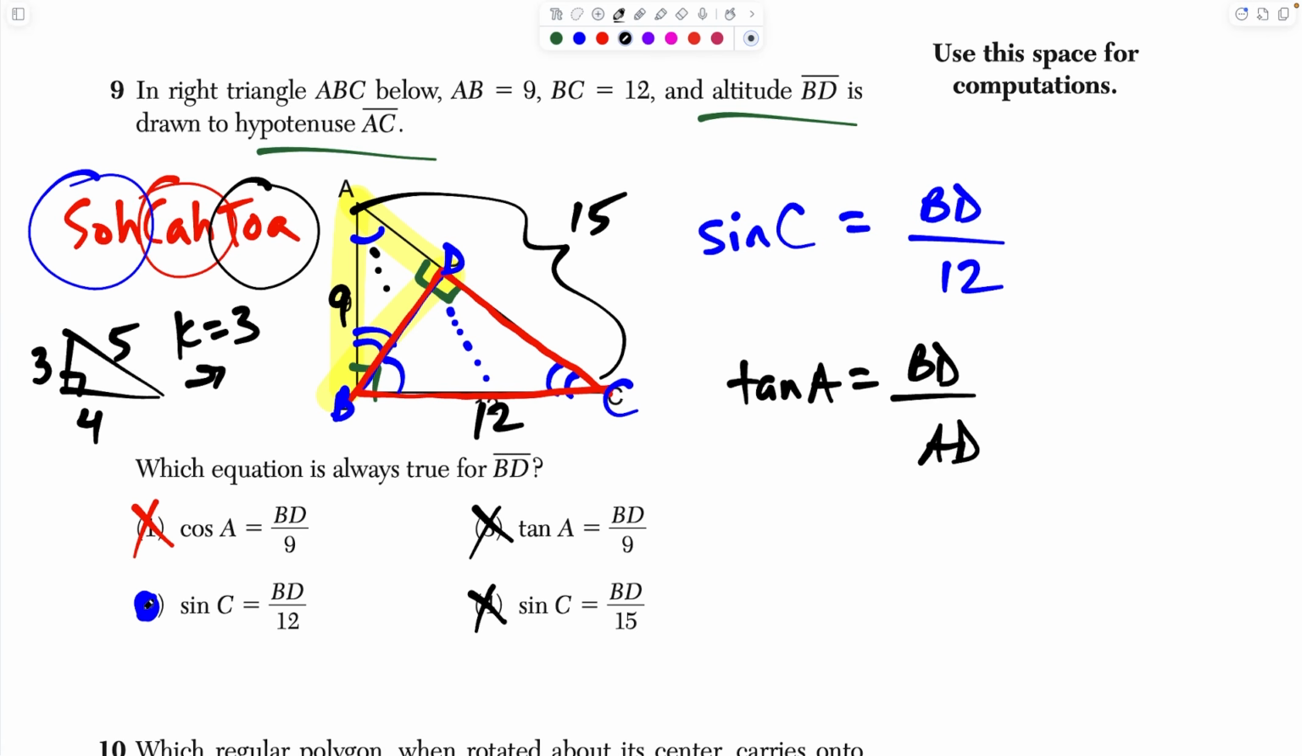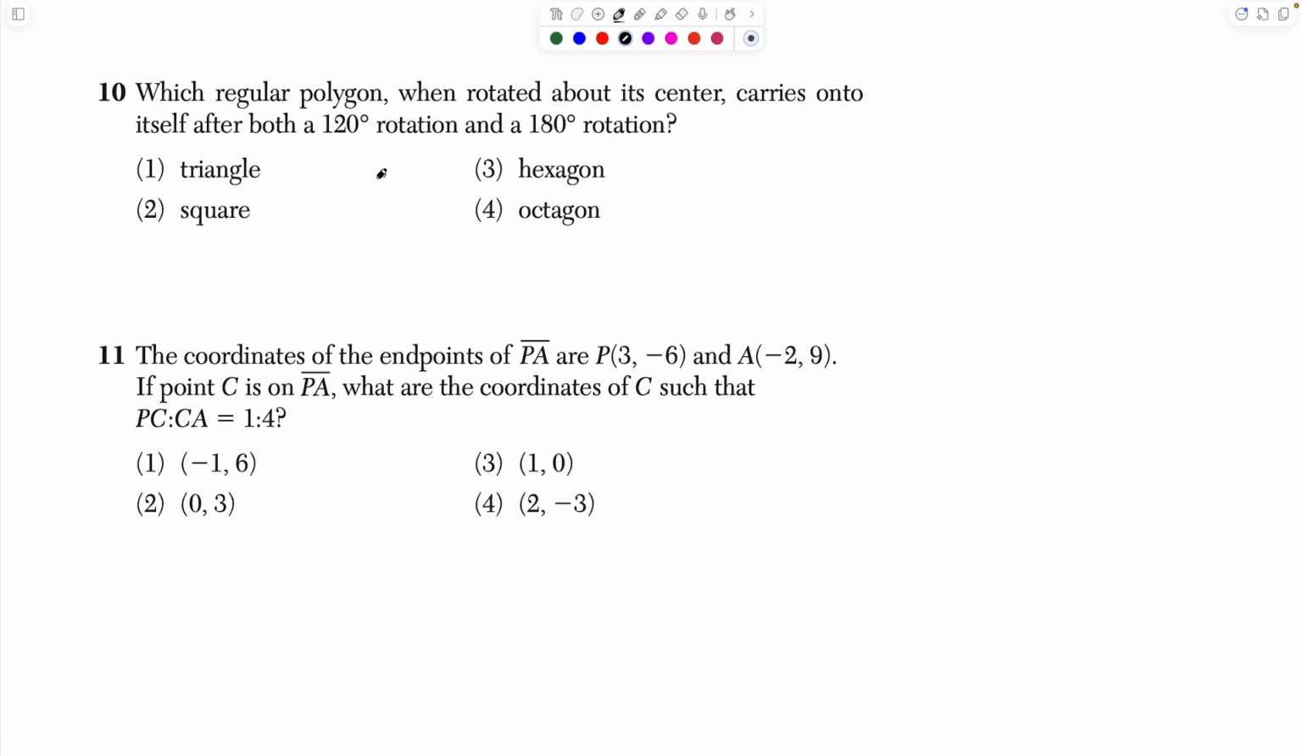Definitely choice 2. Question 10, which regular polygon, when rotated about its center, carries onto itself after both a 120-degree rotation and a 180-degree rotation? So for this question here, it really helps to know 360 divided by n, which tells you the minimum degrees of rotation that you have to rotate a regular polygon about its center so it maps onto itself.